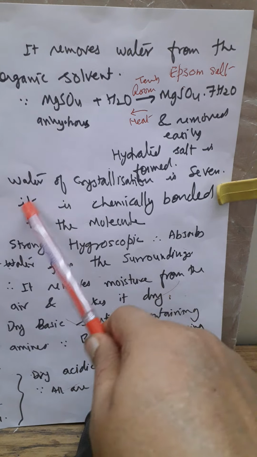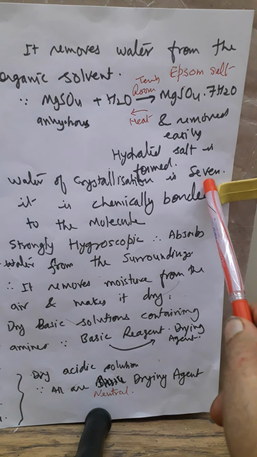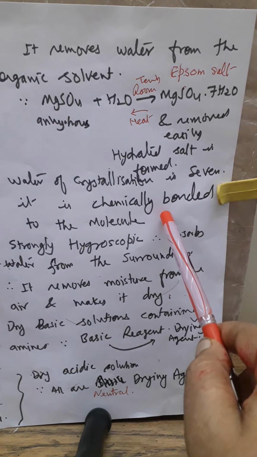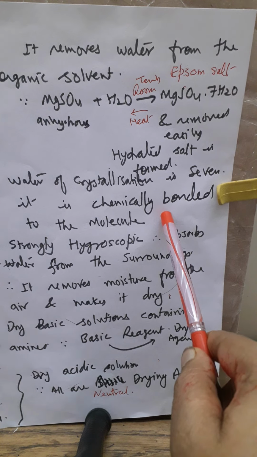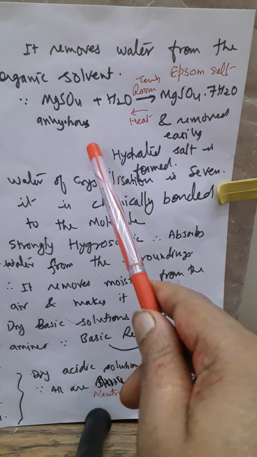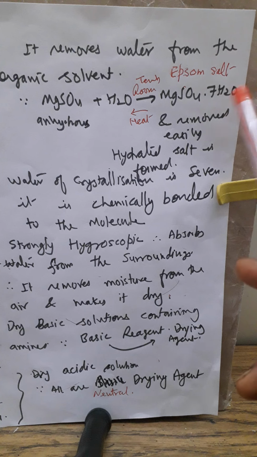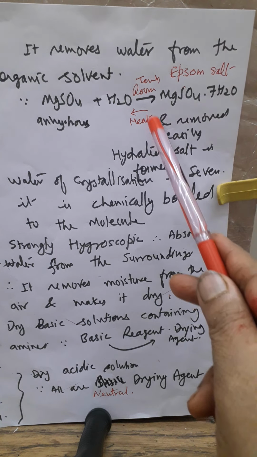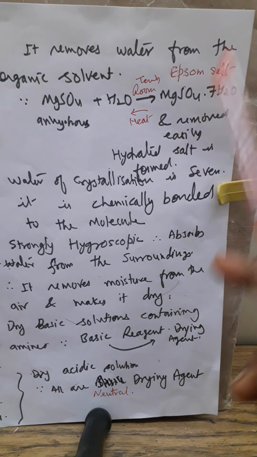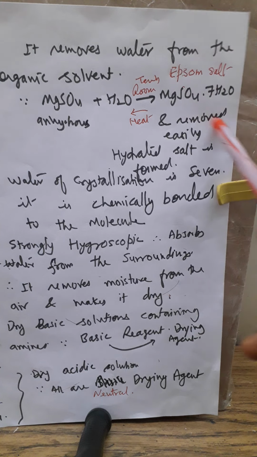Now water of crystallization is 7 here. It is chemically bonded to the MgSO4. 7 water molecules are chemically bonded to 1 molecule of MgSO4, or in terms of moles, 7 moles of water are bonded to 1 mole of MgSO4. So water of crystallization is 7 here.